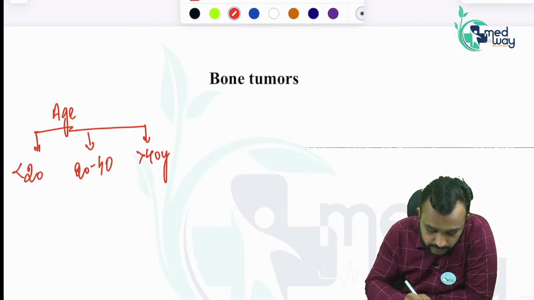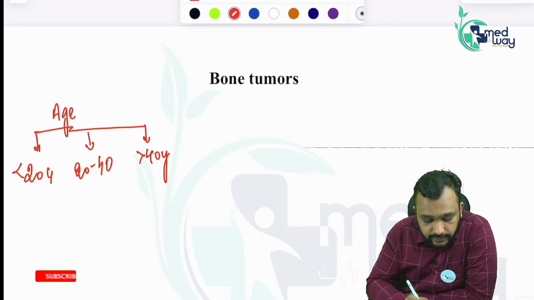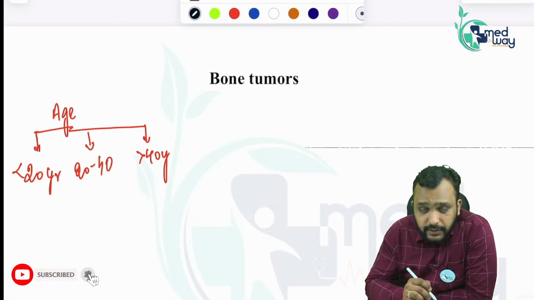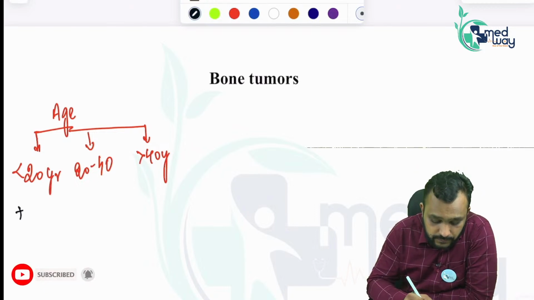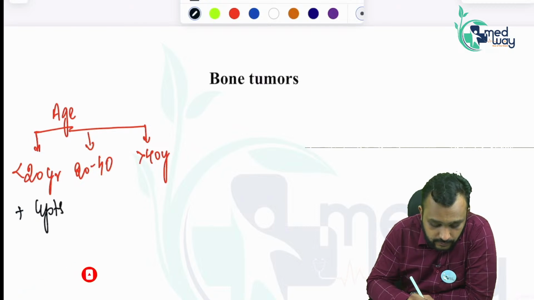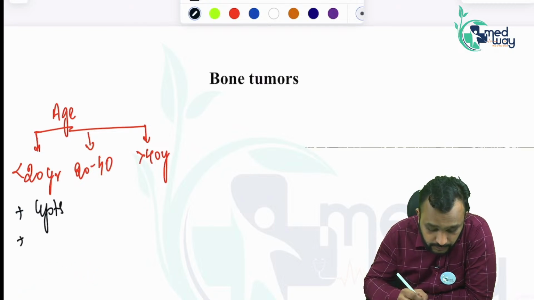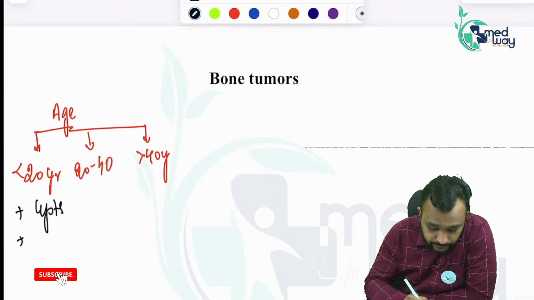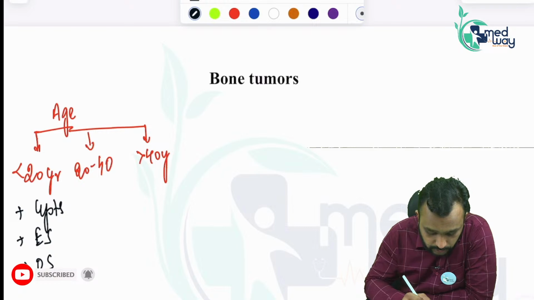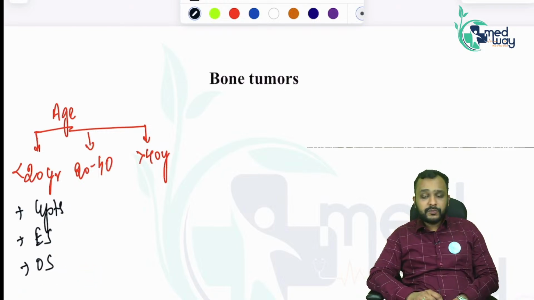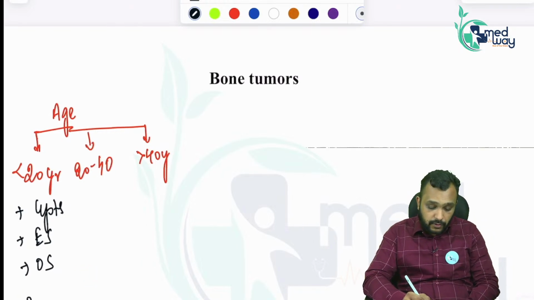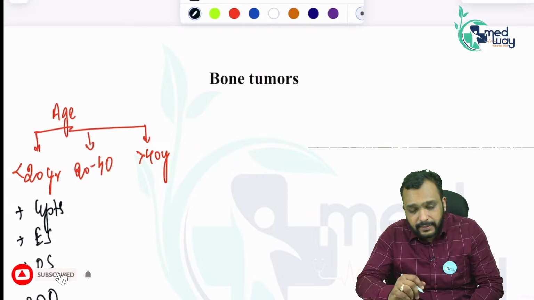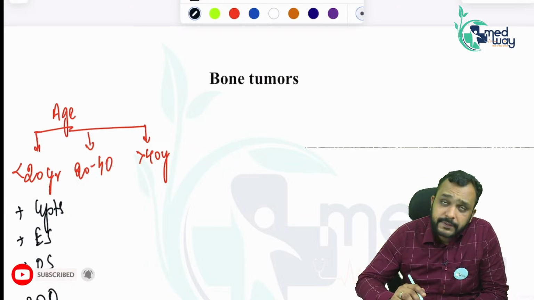And tumors more common in less than 20 years of age, this includes your various cysts, then you have your Ewing sarcoma, osteosarcoma, right? All these tumors are common in less than 20 years of age.